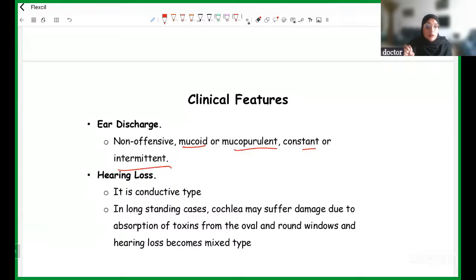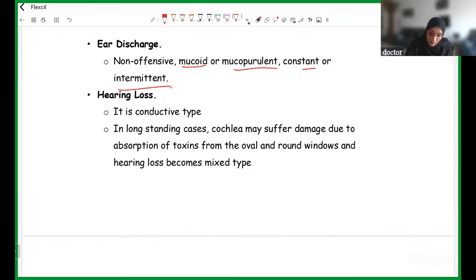Anyway, in long-standing cases, what will happen? They will also have cochlear damage. When there is cochlear damage, it becomes a mixed type of hearing loss, sensorineural and conductive. But usually it is a conductive hearing loss. If the cochlea is damaged, it becomes a mixed type of hearing loss.